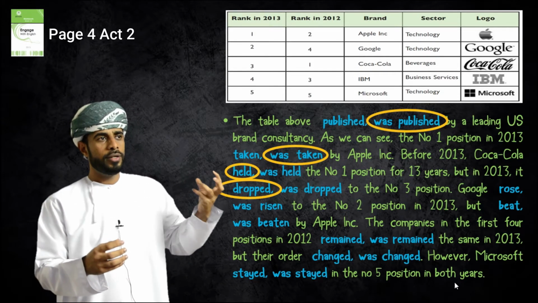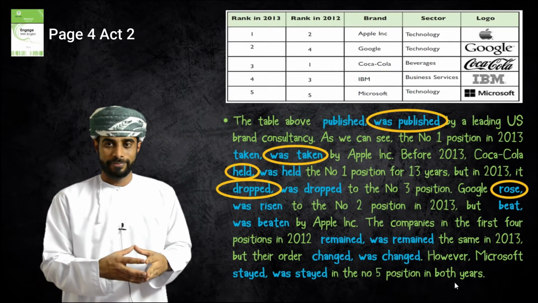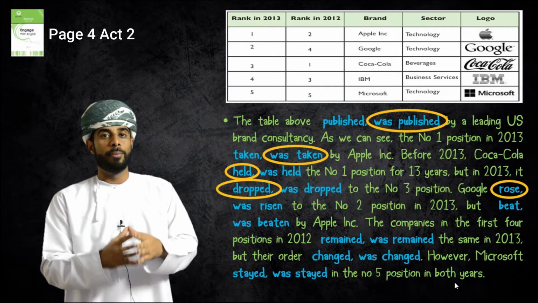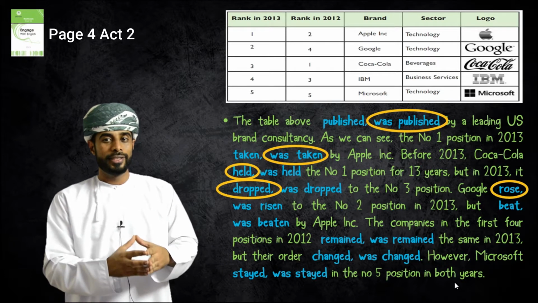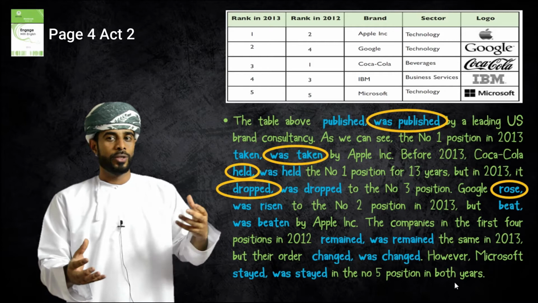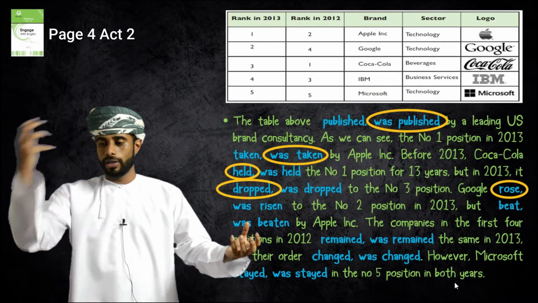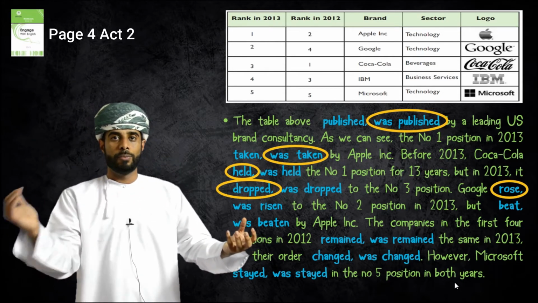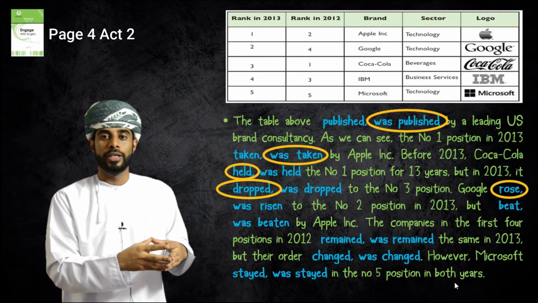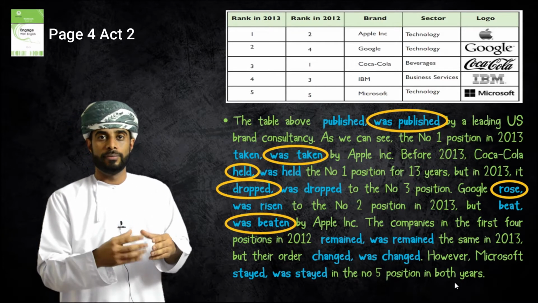Google rose or was risen. Did someone, or Google itself, rose to the number two position in 2013? But beat or was beaten by Apple. Who beat the other one? Did Google beat Apple, or did Apple, which is the object, beat Google? Now Apple beat Google. So as Apple became the subject, I would say it was beaten by Apple.